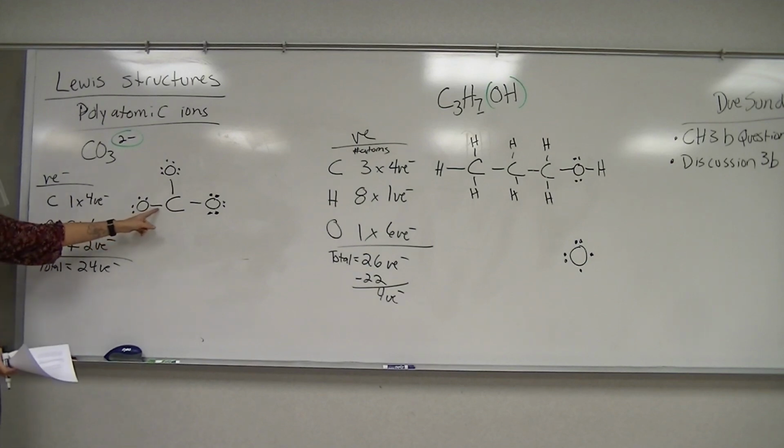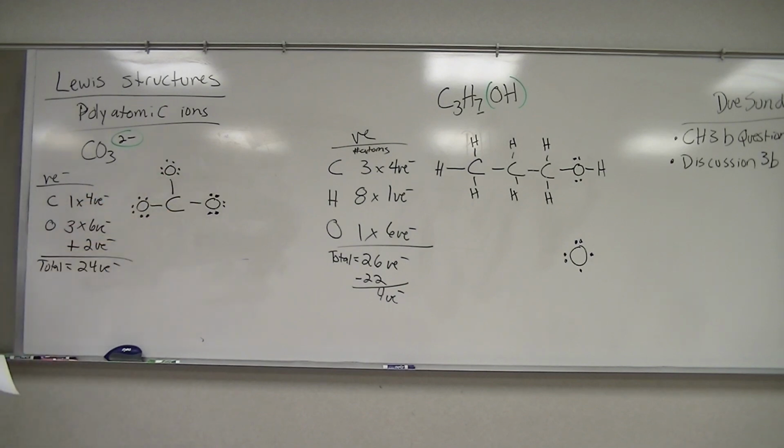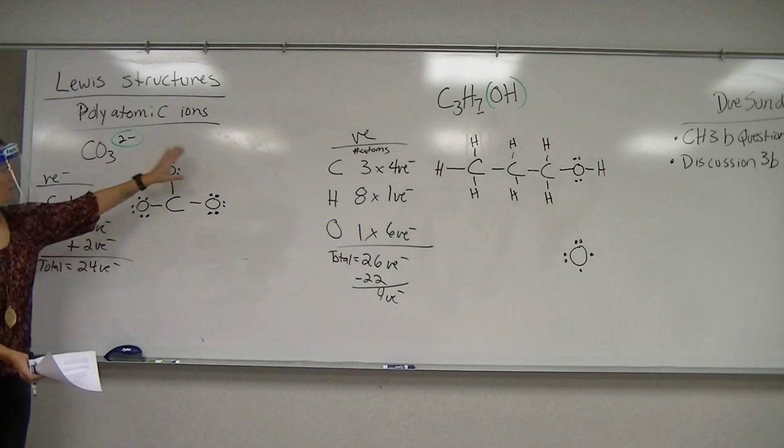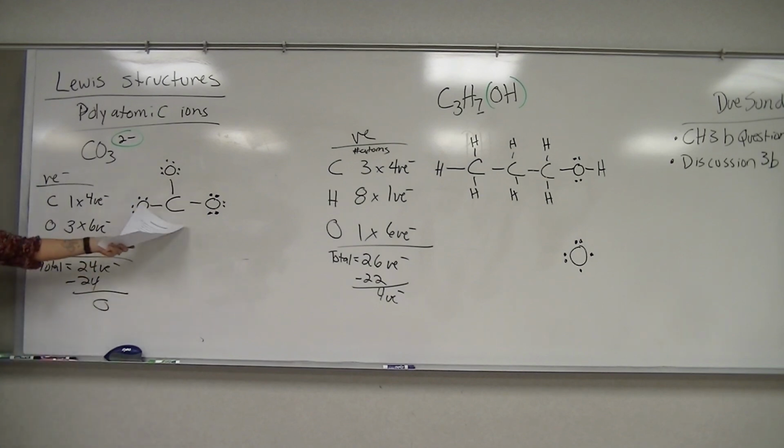So how many have we used so far? 8 here, 8, and 8. So we've used 24, right? 2, 4, 6, 8, 8 times 3, 24. We have nothing left. So that means we got nothing to put on him.